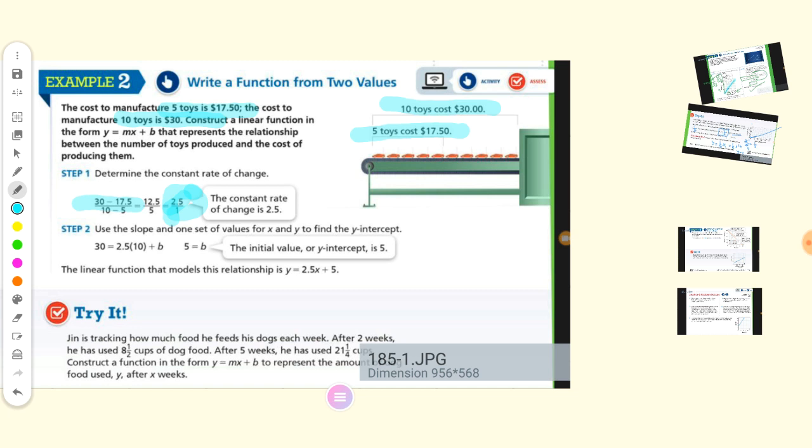What about the intercepted part? I take any point of them. Instead of y, I'll put 30, and instead of x, I'll put 10. 10 toys, 30 US dollars. So I can find the intercepted part, which is b, and it will be 5. So the last form of the equation is y equals the slope, 2.5, multiplied by x, plus b, the y-intercept, which equals 5. So this is the equation. Okay? Another example.